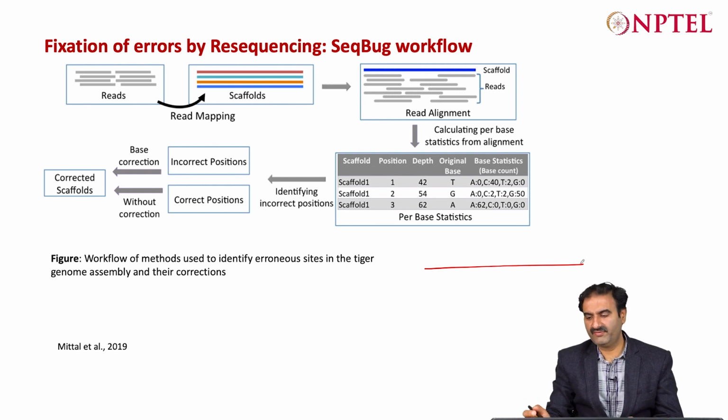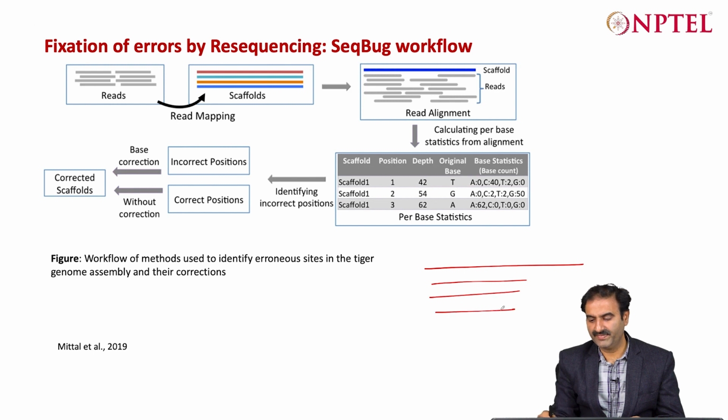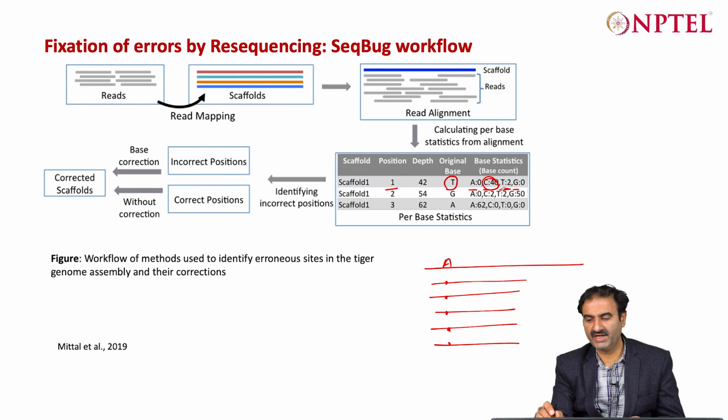Okay, so the idea is that for any given region, you will again align the reads to that region and look at what the consensus or the base pair in those regions is. So basically it was A here, so you can see that at position 1 it was like A, C, T, G. So mostly it was C in that position, but the original base that you have called was only occurring 2 times out of 42 occurrences at that position.